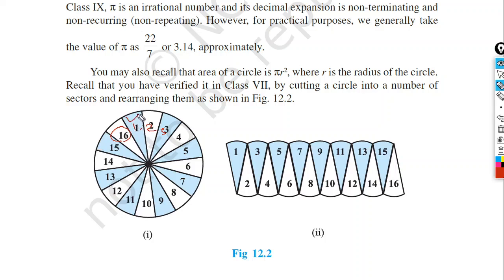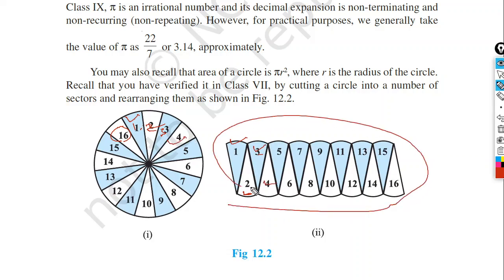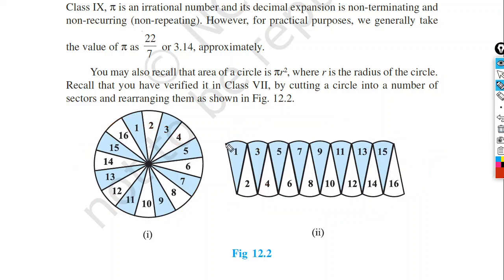Here we have cut all the sectors. Suppose we cut sector 1 and put it like this, then sector 2 is put here in the opposite direction, then 3, then 4. Like this we have arranged all the sectors that were cut out from this circle. Now you can see these cut pieces joined together are making a quadrilateral, and this is a special type of quadrilateral. We can say this is a rectangle.